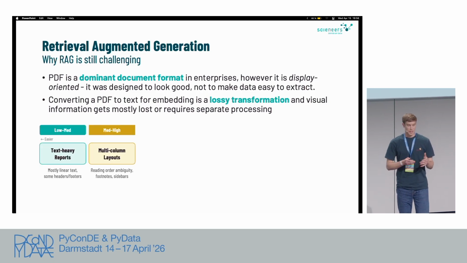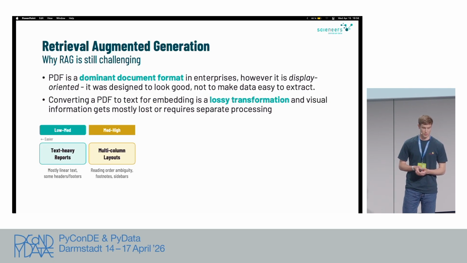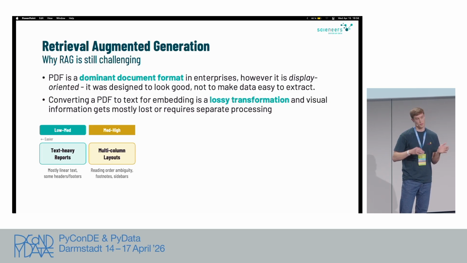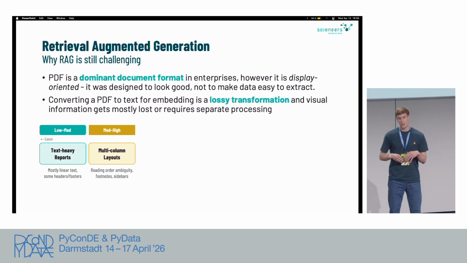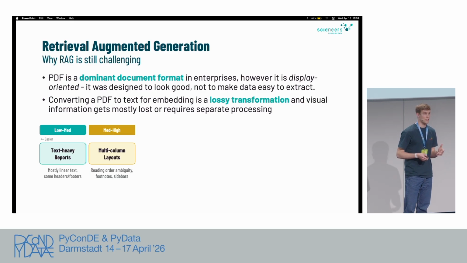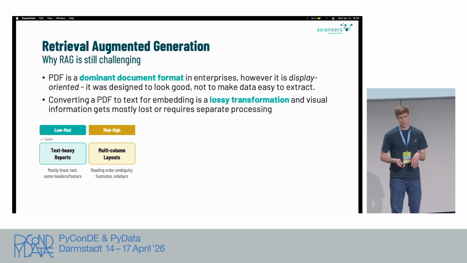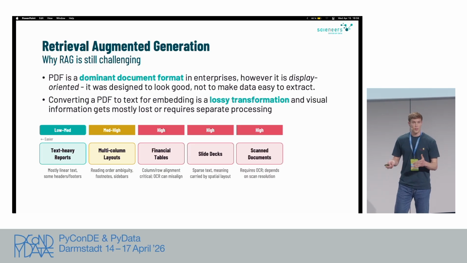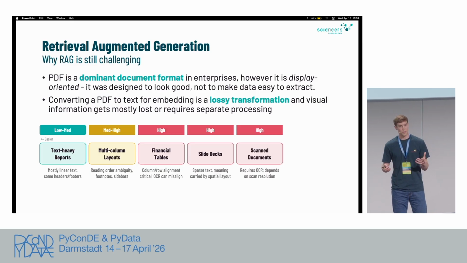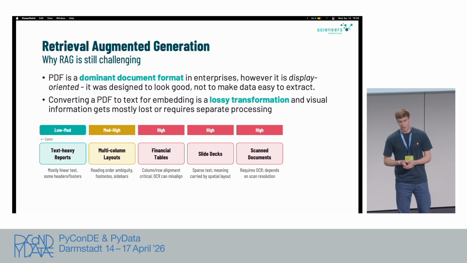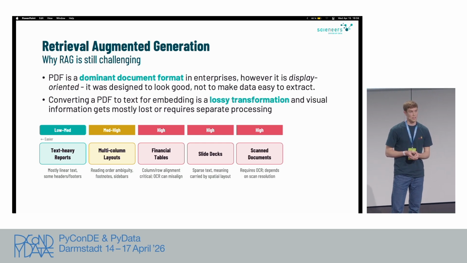There are obviously some cases where it's easier to extract the textual information, for example, text-heavy reports, which mostly contain linear text from left to right, from top to bottom, with maybe some headers or footers. It already starts to get more challenging if you have a multi-column layout, for example in scientific papers, where you need to think about reading order. It gets even more difficult with financial tables, where you need to align rows and columns. You need to handle merged rows, and an OCR solution can easily misalign these.